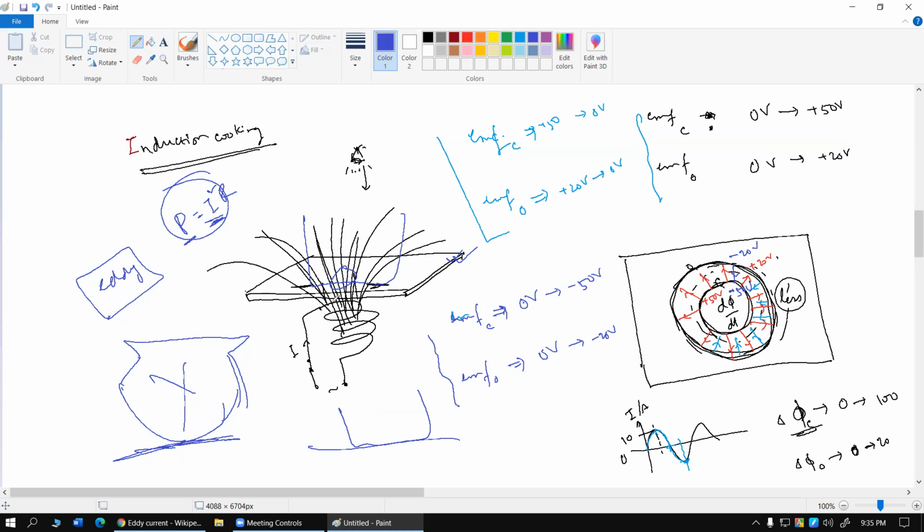Please try to understand one thing. If we did not produce an AC supply over here, if we provided a DC supply over here, would this thing happen at all? Try to think.